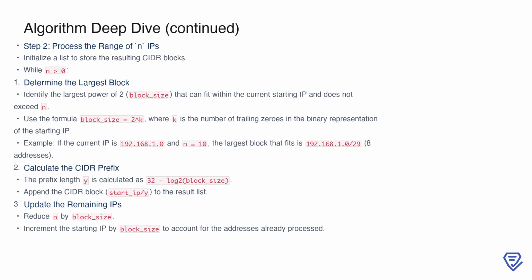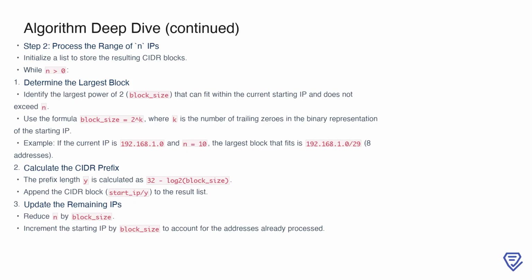Next, we process the range of n IPs to generate the CIDR blocks. We initialize a list to store the resulting CIDR notations. While there are still addresses remaining to process, the algorithm determines the largest block, expressed as a power of 2, that can fit within the current starting IP and does not exceed n. The size of this block depends on the number of trailing zeros in the binary representation of the starting IP.